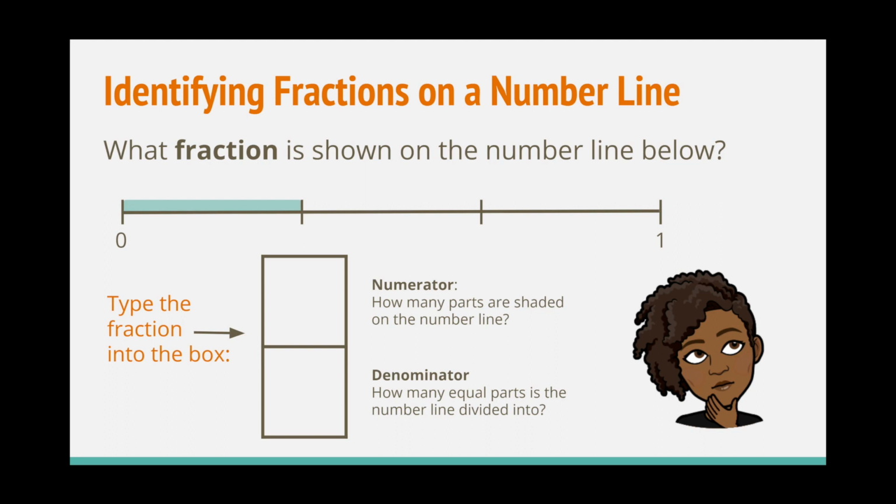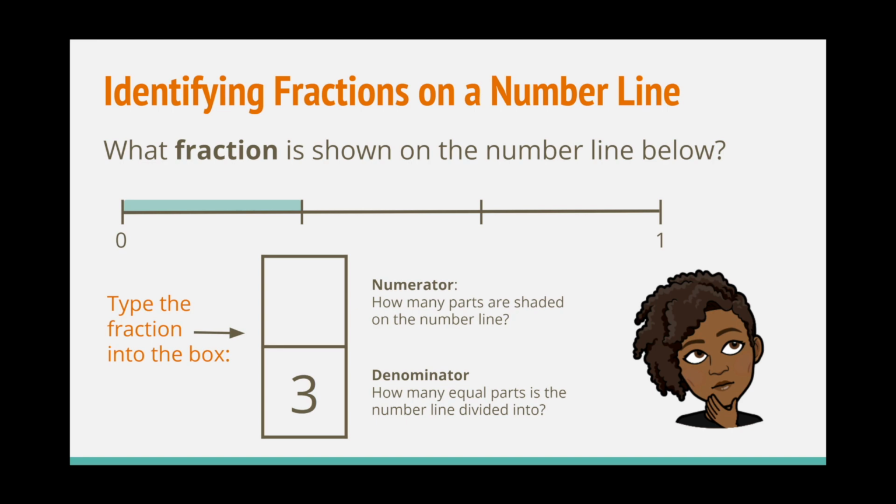Identifying fractions on a number line. So what fraction is shown on the number line below? Type the fraction into the box. So the first thing I'm going to do is figure out how many equal parts the number line is divided into. And I'm going to count. So there's 1 part, 2 parts, and 3 parts. 3 equal parts on this number line. So that tells me that the denominator is 3 because there's 3 equal parts.